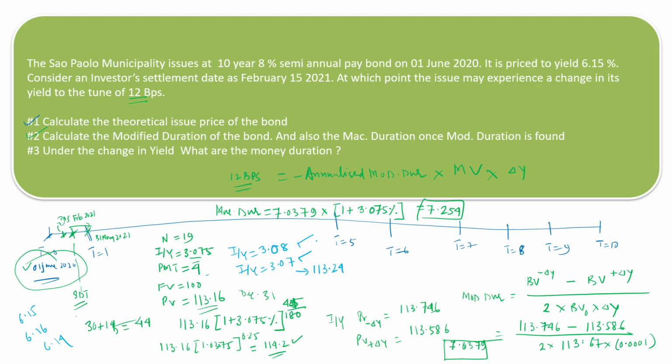And another is that we change the interest rate to 3.08%. Now we change it, and we calculate it as 113. Okay. So now, given this, we find the modified duration.